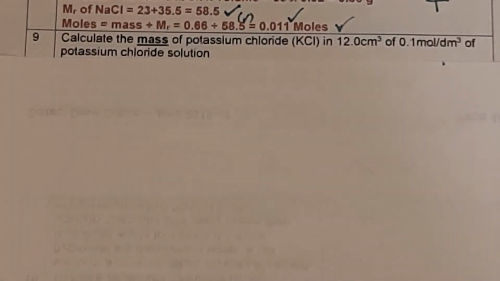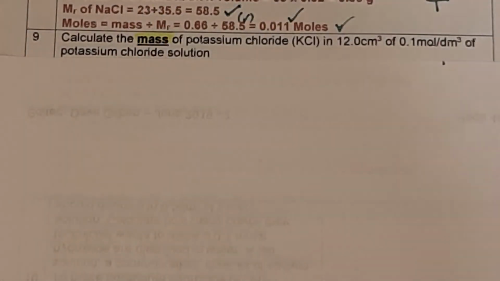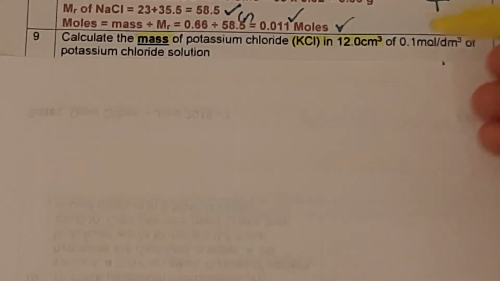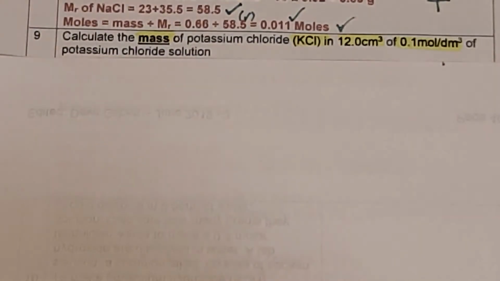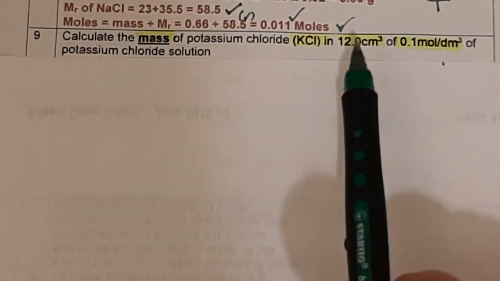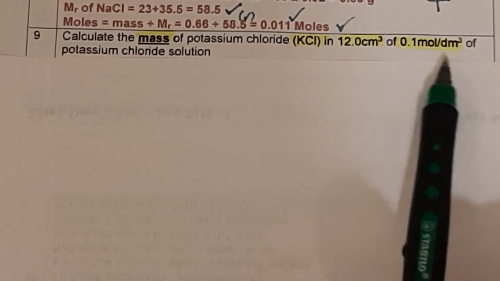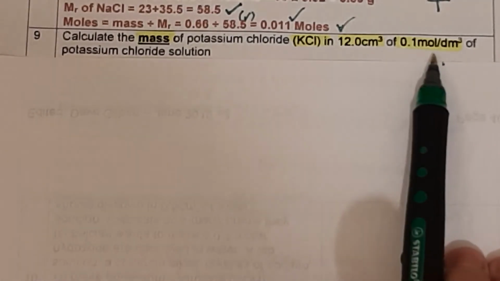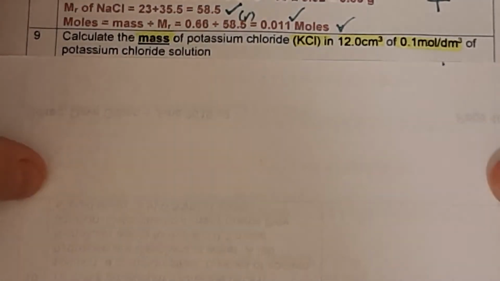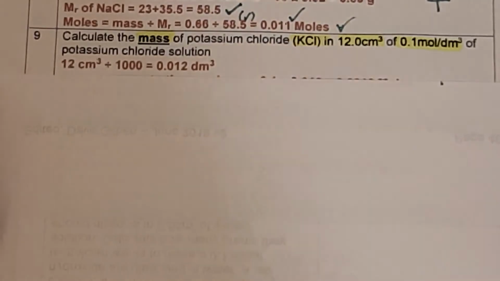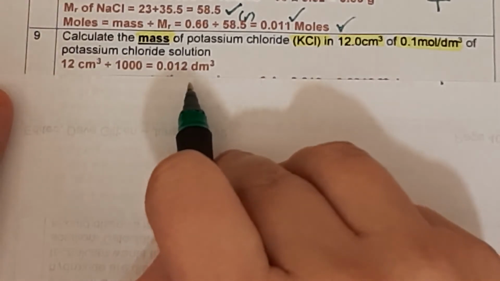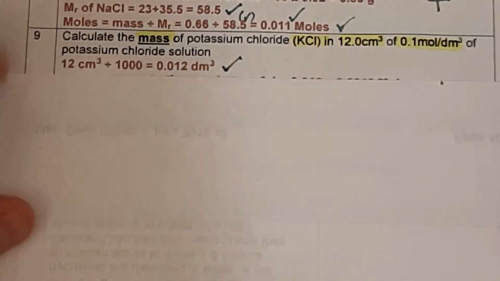Okay, question 9. Calculate the mass, and when we talk about mass, we're looking for grams of potassium chloride, and it gives you the formula there, for 12 centimetres cubed of 0.1 moles per decameter cubed. So once again, there's a lot of work to do here. We're given our volume in centimetres cubed, but our concentration is in decameters cubed. We're asked to calculate mass, but we're given it in moles per decameter cubed. So to start with, we will convert our 12 centimetres cubed into decameters cubed. So 12 divided by 1,000 gives us 0.012 decameters cubed for our first mark.